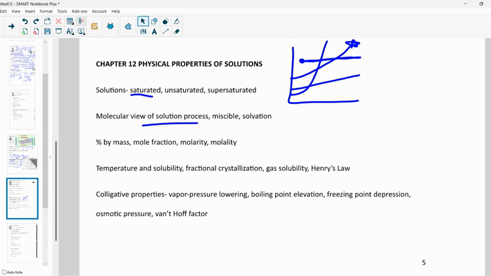Molecular view of the solution process. This takes place in 3 steps. First step, we have solvent attraction that we have to overcome. Anytime we have to overcome attractive forces, that's going to be an endothermic process. That's going to take energy to do. If I have to overcome those solvent attractions, what else do I have to overcome?